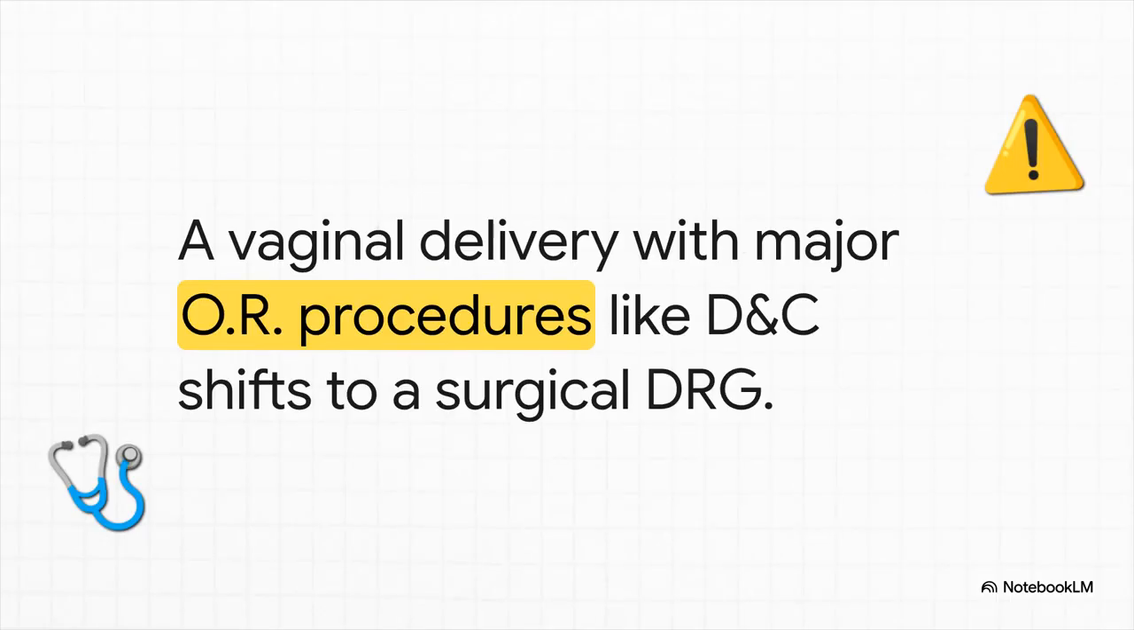But here is a wild twist. Even a natural vaginal delivery can absolutely skyrocket into a surgical DRG if it brings along a major OR procedure. We're talking about interventions like a D&C for a retained placenta, a bilateral tubal ligation, or an operating room repair of a severe 3rd or 4th degree laceration. So the birth itself was medical, but the intervention, that flips the surgical switch.